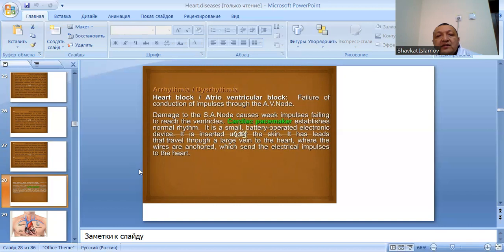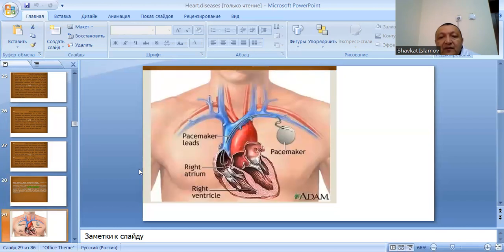Arrhythmia or dysrhythmia. Heart block: the atrioventricular node fails to conduct impulses. Damage to the nerve causes weak impulses that fail to reach the ventricles. A cardiac pacemaker establishes normal rhythm. It is a small battery-operated electronic device. You see pictures.